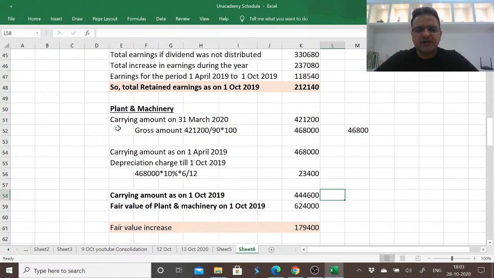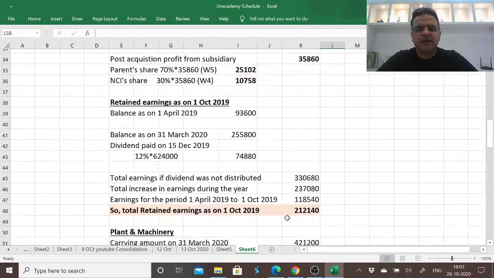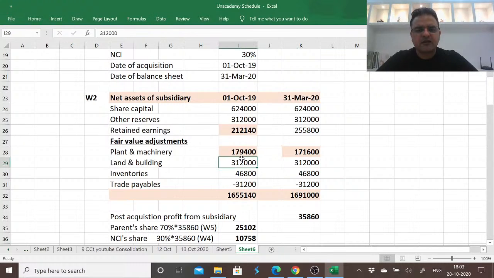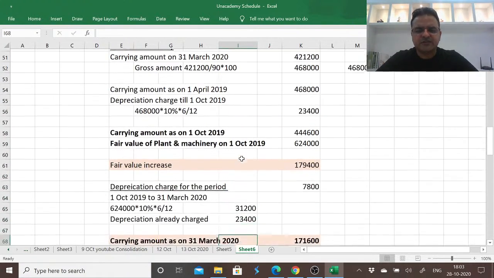But the fair value on the same date is equivalent to 624,000. That means there is a fair value increase of 179,400. For other items, land and building, inventories, trade payables, an amount of increase was given to us. But for plant and machinery, we had to calculate how much is the increase in the value of plant and machinery. So we can include this increase in value of plant and machinery, 179,400, as part of date of acquisition amounts, fair value adjustments. Then we charge depreciation on this increased amount.